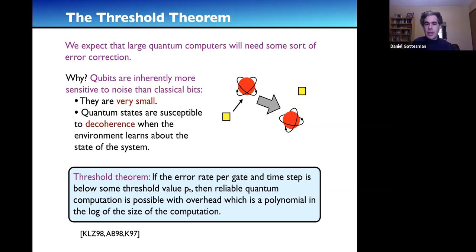The threshold theorem says in its original version that if the error rate per gate and time step is below some threshold value, the threshold p_t is some sort of universal constant, then in that case, you can use coding with fault-tolerant protocols to reduce the error rate to arbitrarily small on the logical state. And to do so, the overhead is only polynomial in the log of the size of the computation and in the error rate that you're trying to achieve.